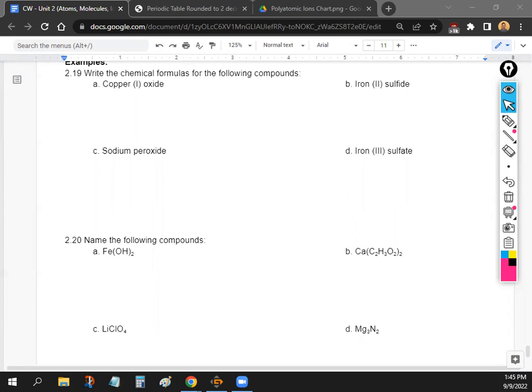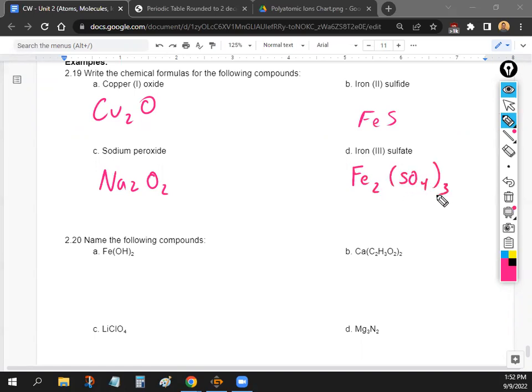Alrighty, 2.19a, the formula that you should get is Cu2O. Okay, copper is +1, oxygen is -2. Iron 2 sulfide, you should get FeS. Sodium peroxide, Na2O2. Iron 3 sulfate, you should get Fe2(SO4)3. For Fe(OH)2, you should get iron 2 hydroxide.